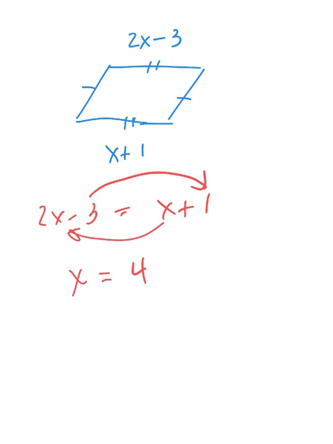What happens when I plug in the 4? What's 2 times 4? 2 times 4 is 8. Minus 3? 5. And what is 4 plus 1? 5. So we found the value of x that makes those two sides equal. Everybody understand that? So opposite sides are congruent. What is the next rule?